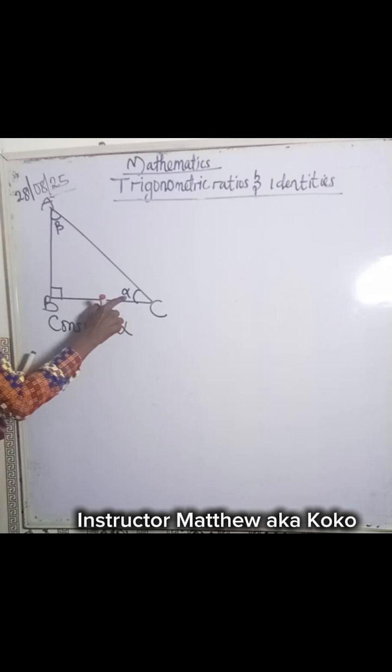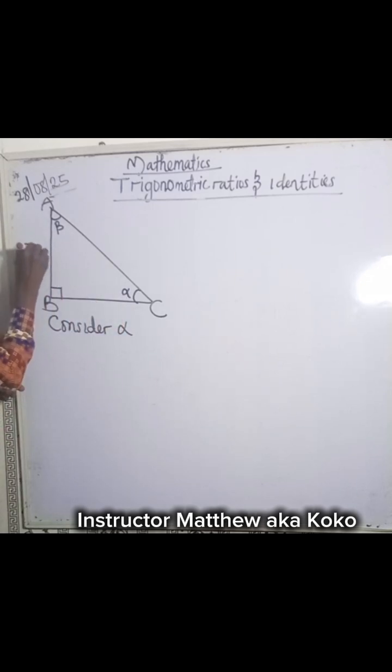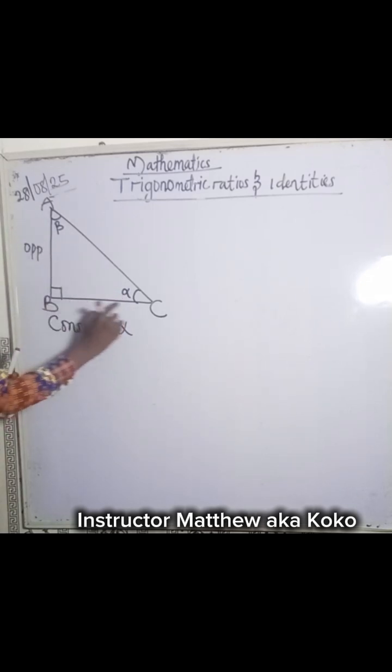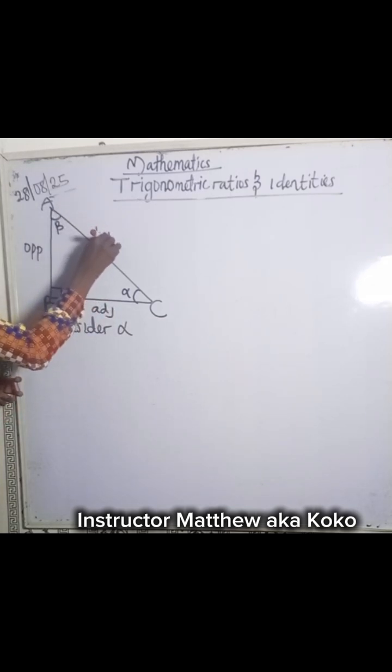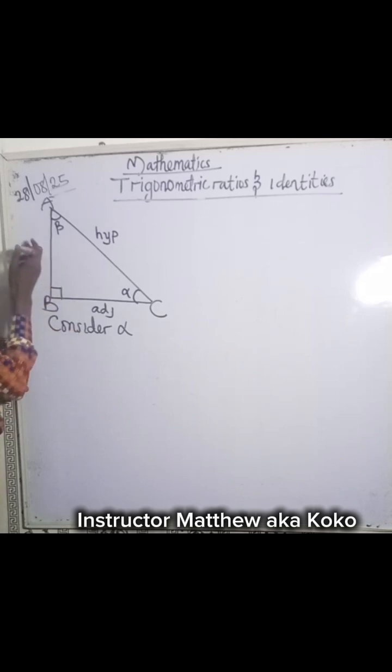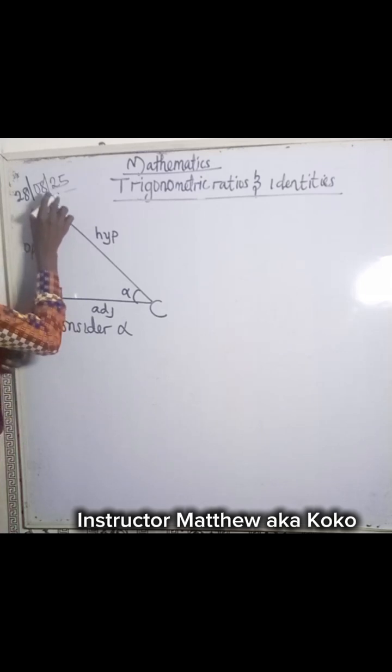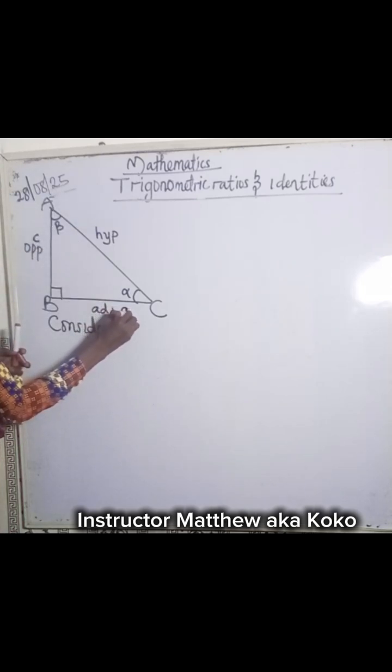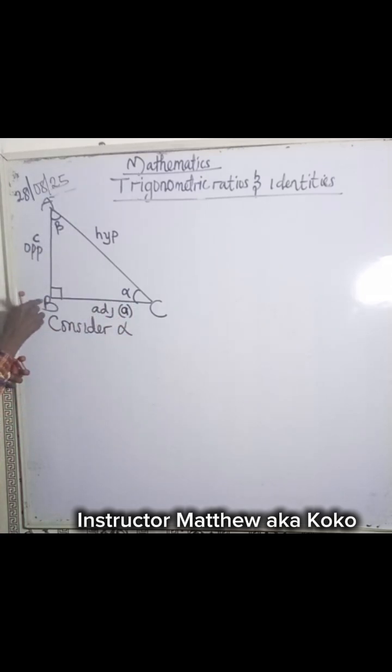If this is alpha, this side is going to be the opposite to this angle, this side is going to be the adjacent, and this side is going to be the hypotenuse. If this is angle C, this side can be called side c. We use small letters. This is angle A, so this side is side a. And this is angle B, so this side is side b.